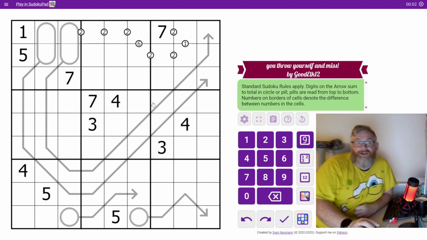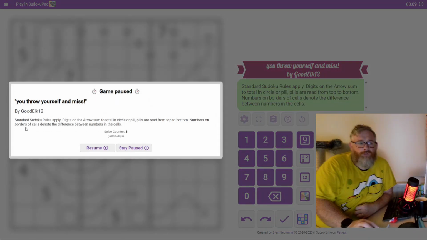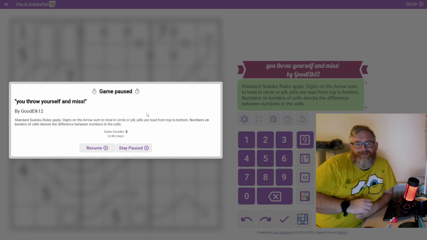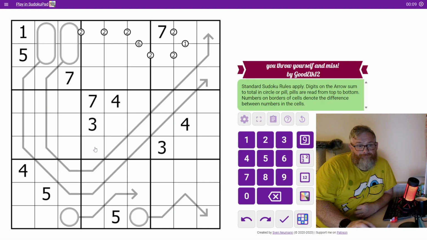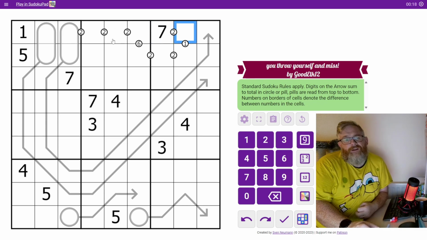So I'm going to start now. This puzzle has a few different things in it. In fact, I should read you the rules. Standard Sudoku rules apply. Digits in arrows sum to the total in the circle or pills. The pills are the vertical two cell digits, and they read from top to bottom. Numbers on borders of cells denote the difference between the numbers. So for instance here, this has got to be 2 different from that, and the same with all these. So they're the 2 different things.